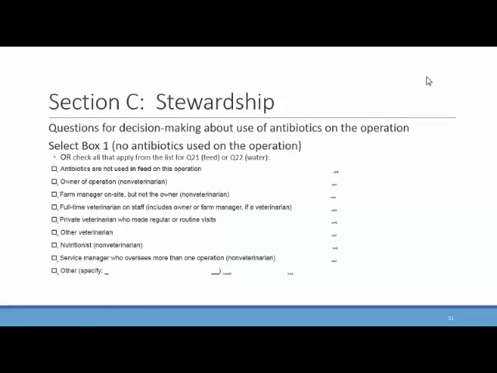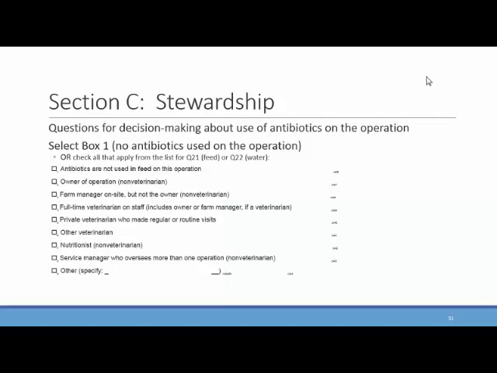Next is a question about decision making, about the use of antibiotics on the operation. I believe it starts with question 20. This covers question 21 or 22. Question 21 on page 13 is for antibiotics in feed. Question 22 is for antibiotics in water. And you'll see a box that says check all that apply. So if you select box 1, that would state there were no antibiotics used in feed on the operation, or there were no antibiotics used in water on the operation.